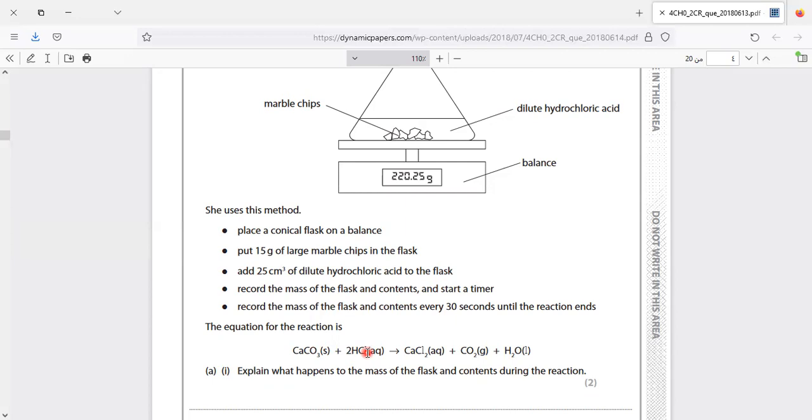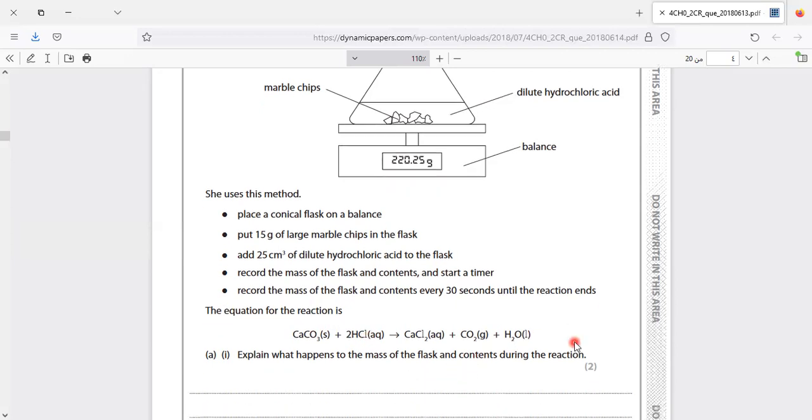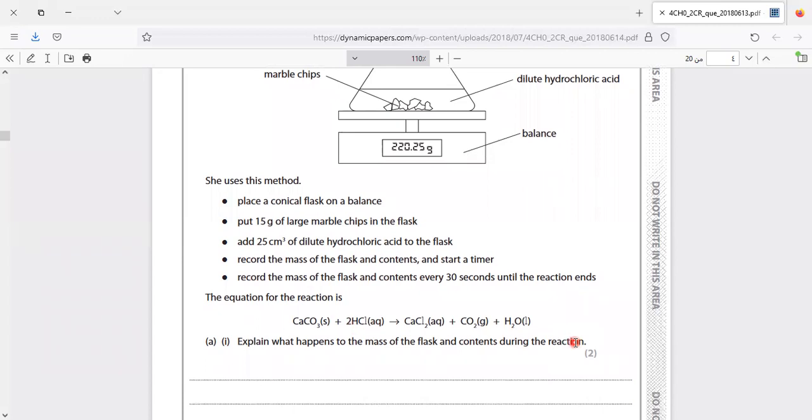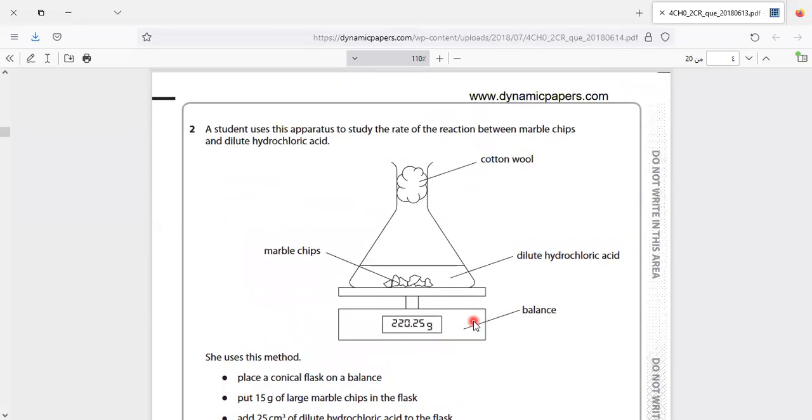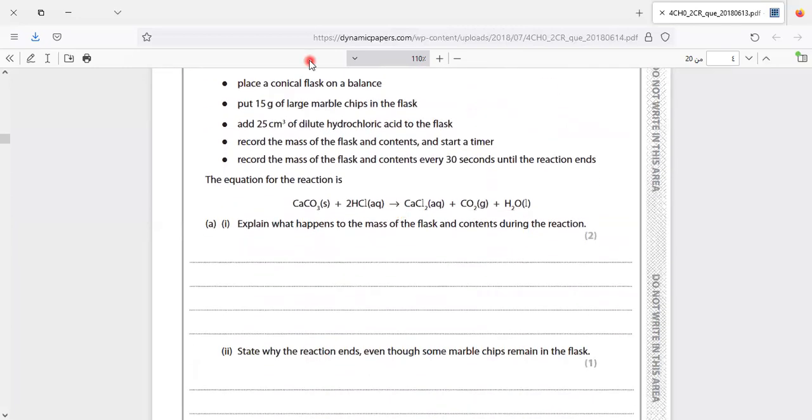Number A, explain what happens to the mass of the flask and contents during the reaction. The mass decreases as carbon dioxide gas escapes. You can see here the carbon dioxide gas escapes out of the flask through the cotton wool, so it goes to the atmosphere and the mass decreases. How many marks for the question? 2 marks. Mass decreases. This is number 1.